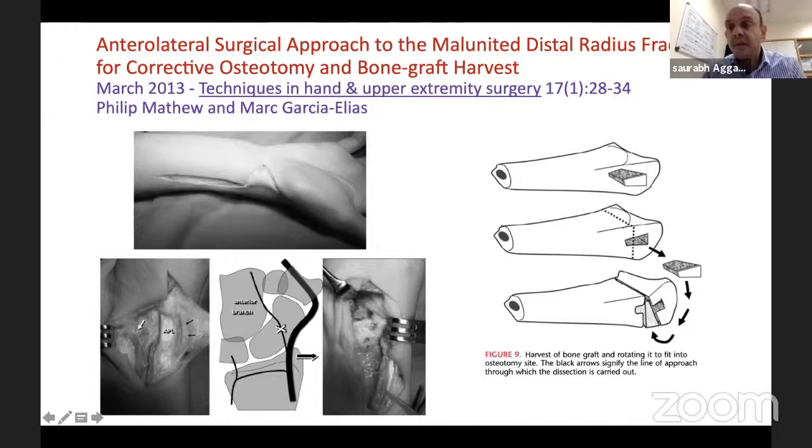Obviously, this involves a big incision, extensive dissection. So it's not an easy technique unless you're a pure hand surgeon, but a graft is possible from the anterior or anterolateral approach. So if someone is interested in pure hand surgery, they can read this paper.